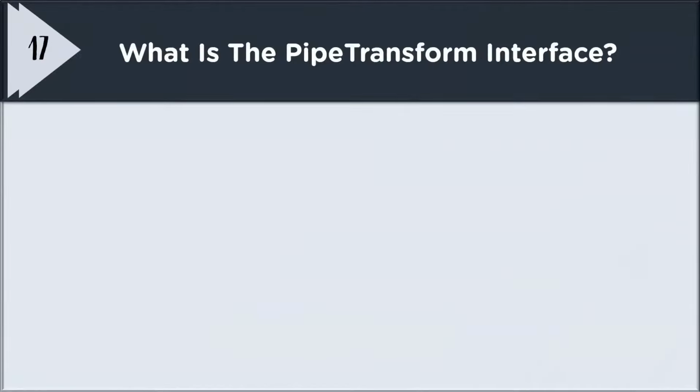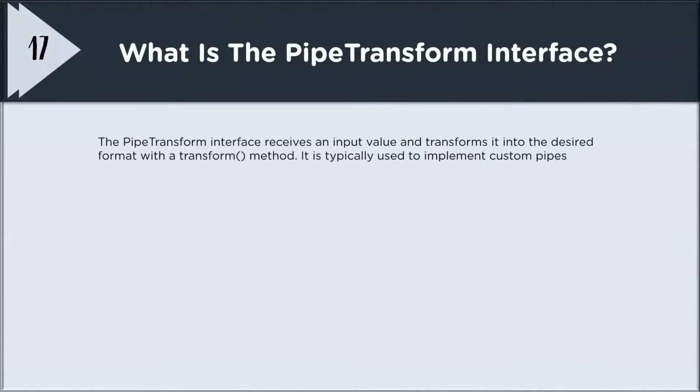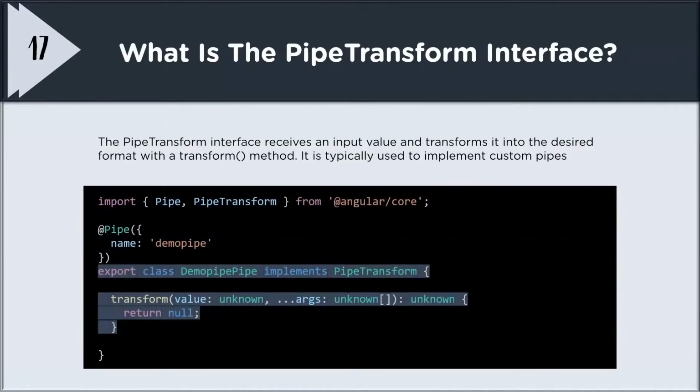Next up, what is the PipeTransform interface? Now, as the name suggests, the interface receives an input value and transforms it into the desired format with a transform method. It is typically used to implement custom pipes. Now here's again a small piece of code. You can see that the PipeTransform interface is being used, which in turn executes the transform method. Now this transform method is the one that is responsible to change your input and give a transformed output.